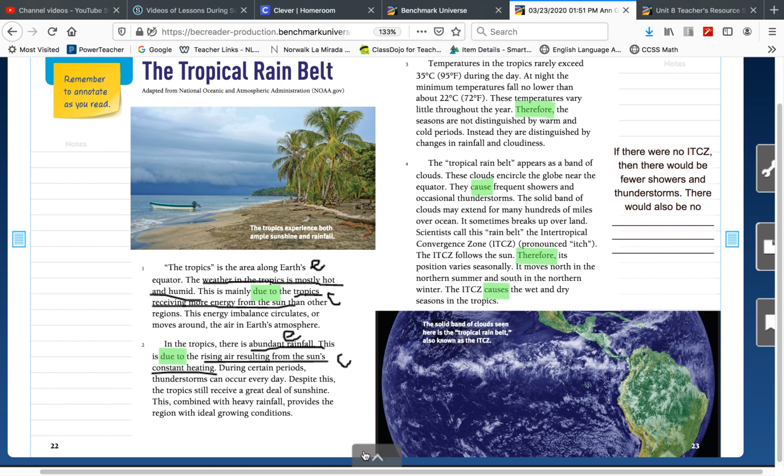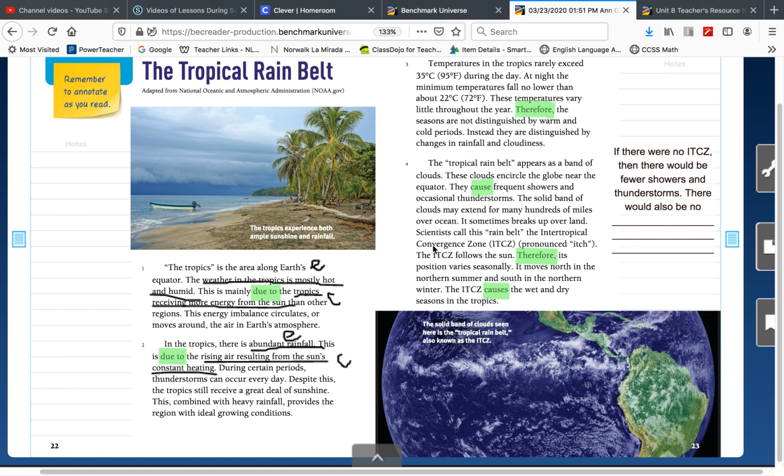Today we're going to make inferences about what if there were no Intertropical Convergence Zone, ITCZ. What if it did not exist? What would be different about the world? Sometimes you'll hear if-then statements. If there were no ITCZ, the Intertropical Convergence Zone, then what would be different?